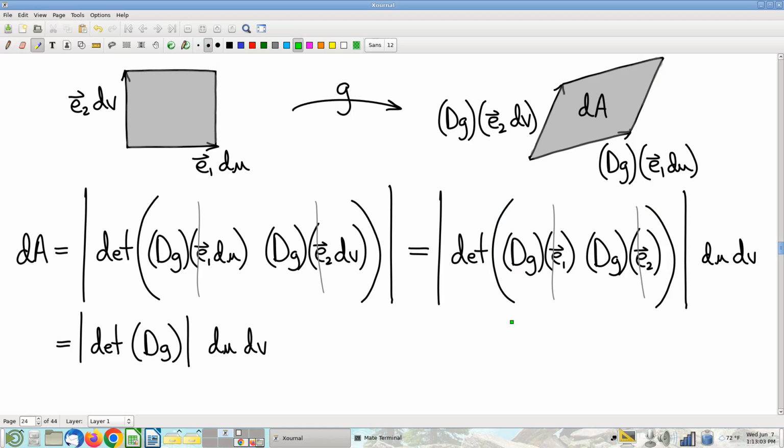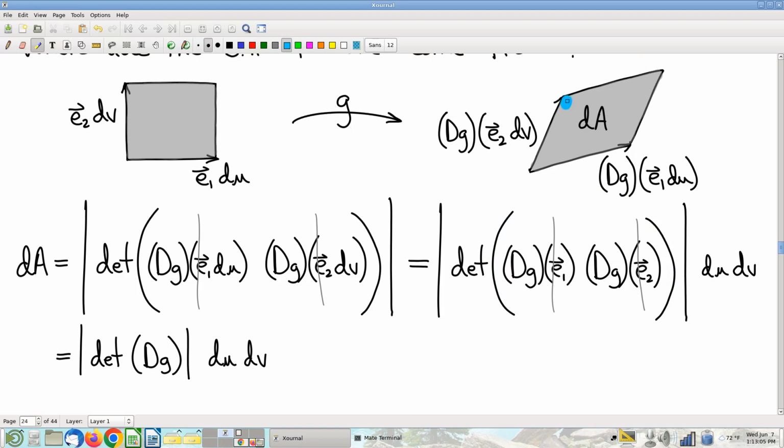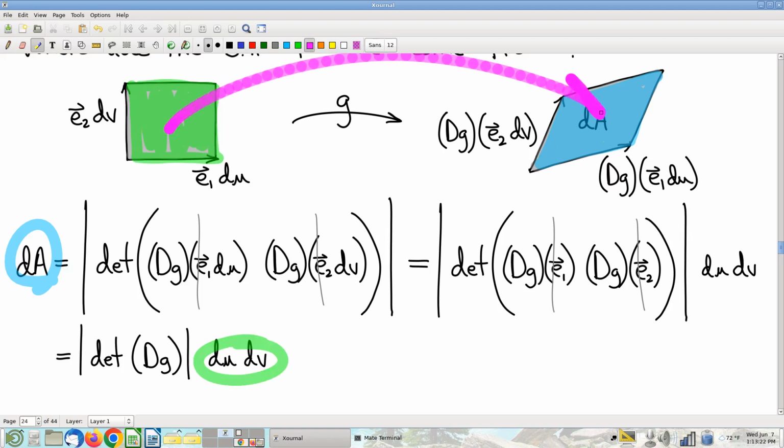So we win. The area that we're looking for over here, this output area dA, relates to this input area, du dv, by a factor, and the multiplicative factor, the thing you multiply by the green area to get the blue area, our stretching factor, is that formula that we previously claimed. So, works out really nicely.